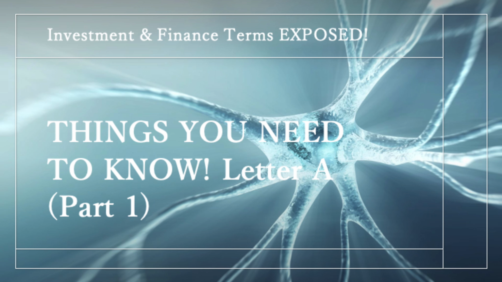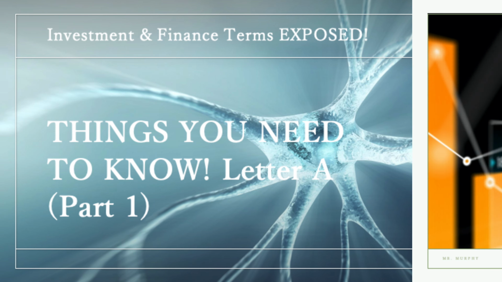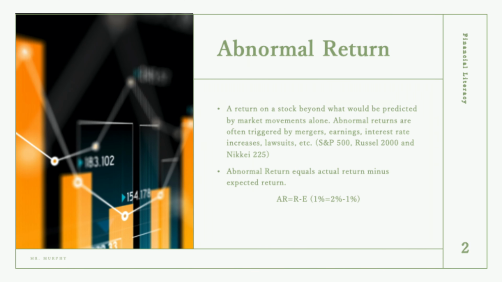Letter A, Part 1. Abnormal return. A return on a stock beyond what is predicted by market movements alone. Abnormal returns are often triggered by mergers, earnings, interest rate increases, lawsuits, etc. When I talk about the market, I'm talking about the S&P 500, the Russell 2000, the Japanese Nikkei.